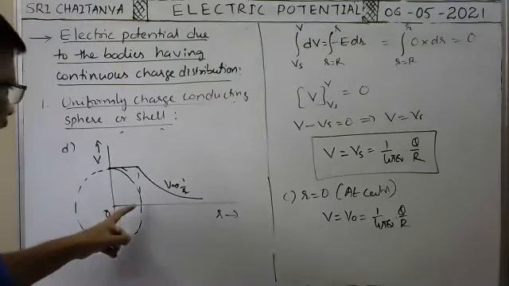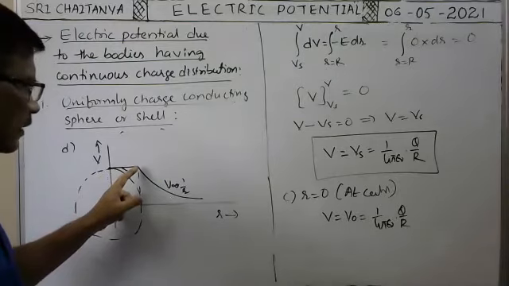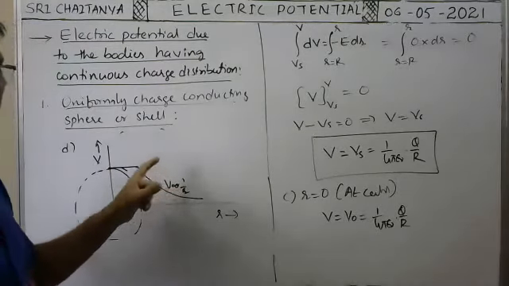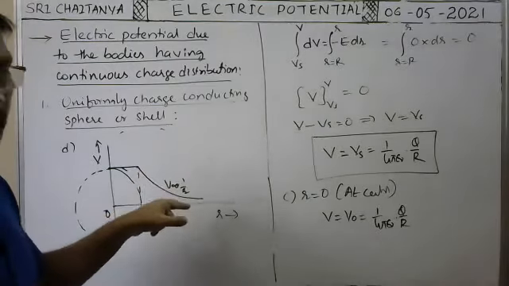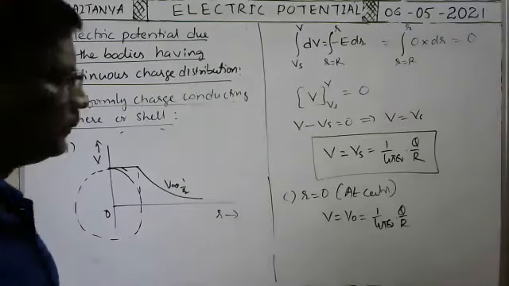From center up to the surface of the sphere, the potential is maximum and constant. And outside the sphere, V is inversely proportional to r, because V is equal to 1 by 4 pi epsilon into Q by small r. That's why V is inversely proportional to r. So you will get it like this. Okay.